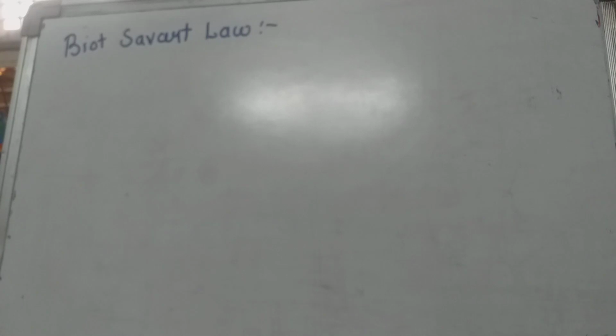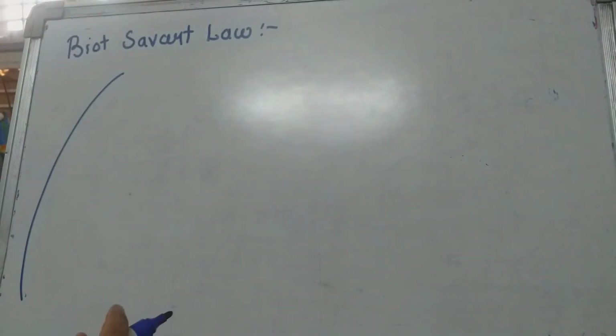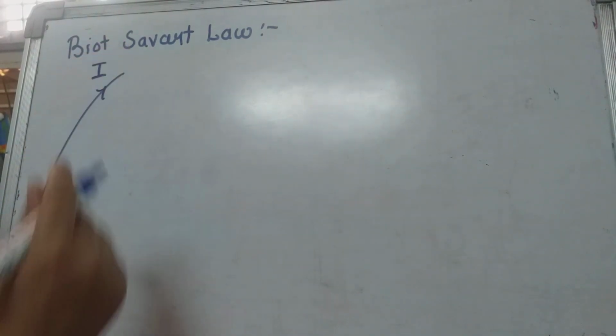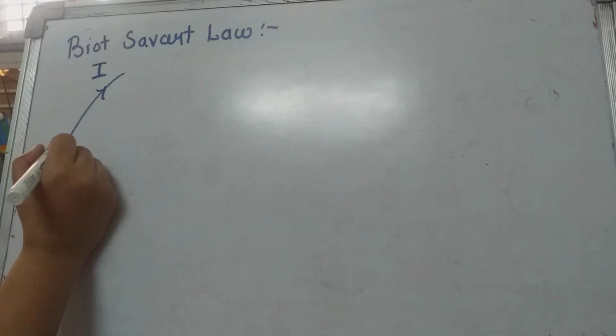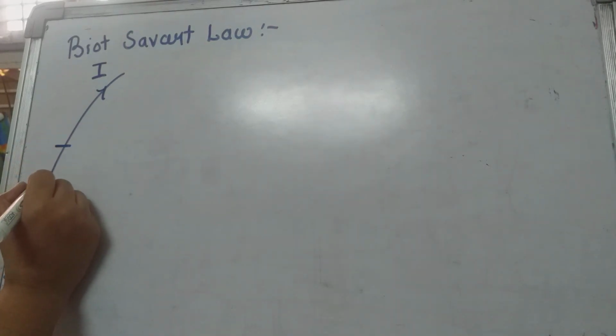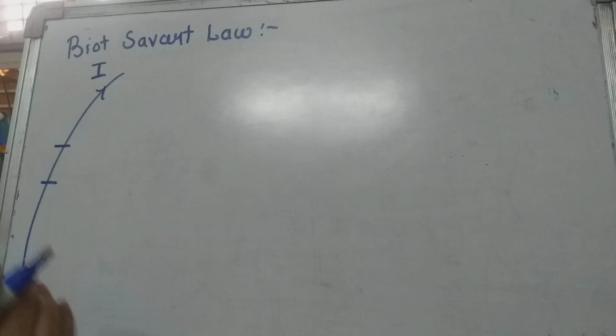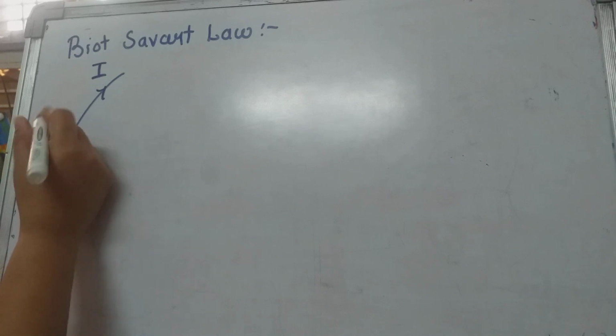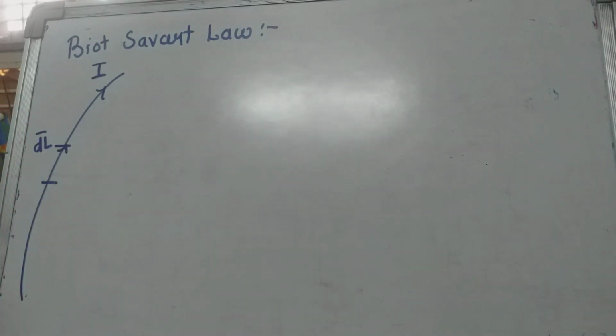So let us consider a filament. Let I be the current flowing through the filament. Let us consider a small length dl. If it has to be written in the vector form, then let us write it as dl bar. dl bar is the differential length element, or it is also termed as displacement length vector.